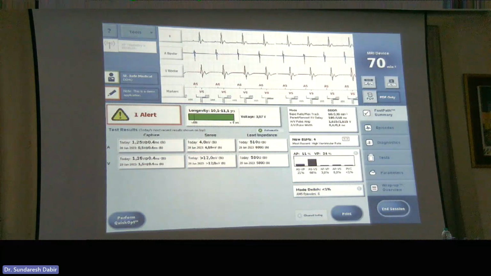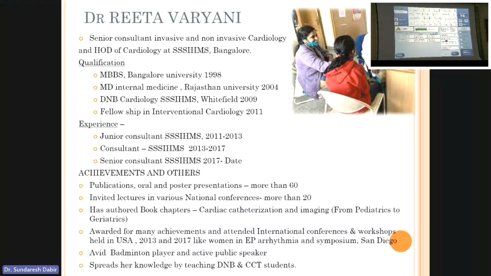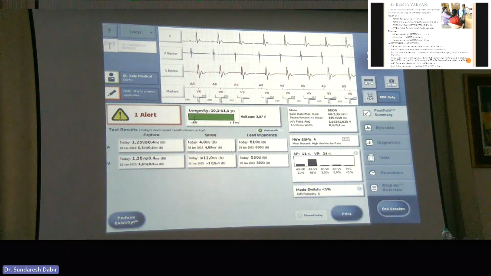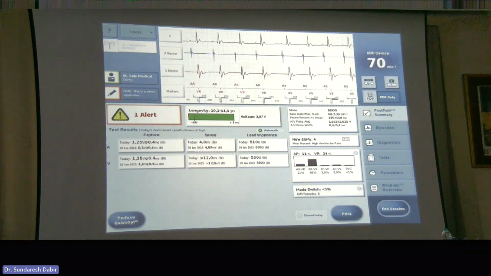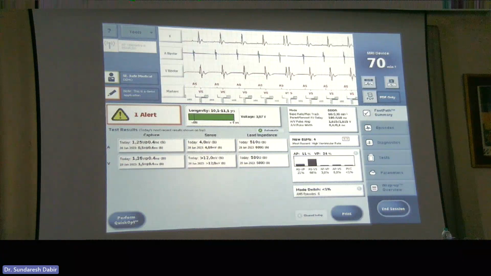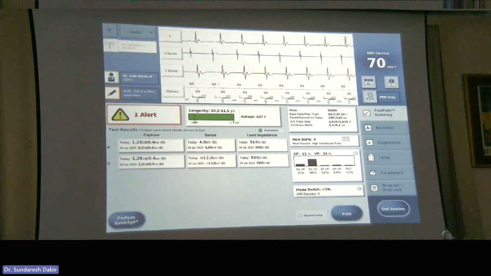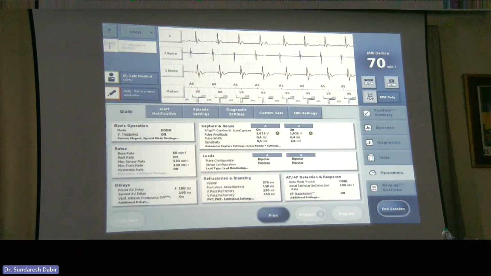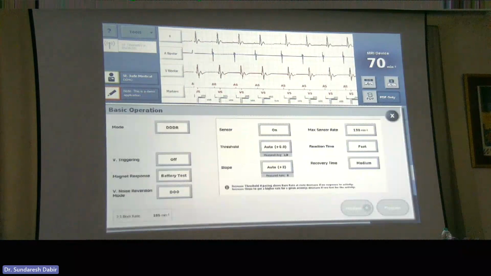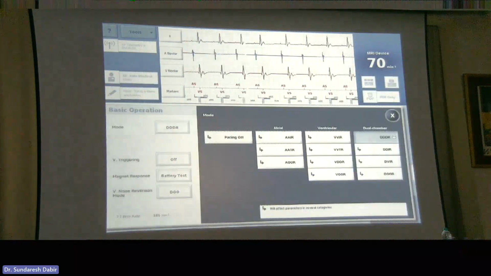We can also see the intervals, 227, 223, which are the PR interval, the A to V interval. Once you interrogate, that's the main quick summary where you can understand battery longevity and also alerts. If there are any alerts, we can open them. The basic parameters are what you need to program, such as mode and rate, and we can change the right parameters. Okay, go back, go back.